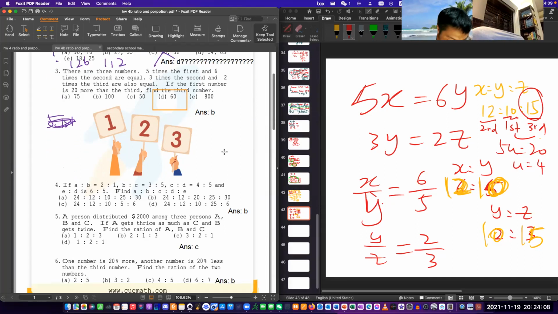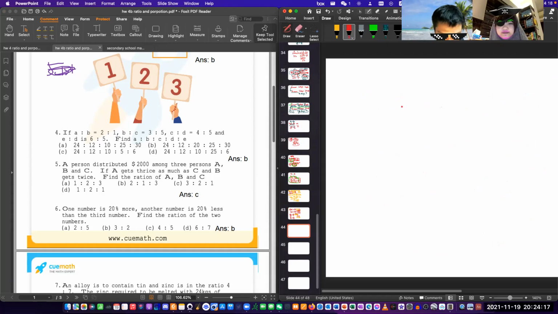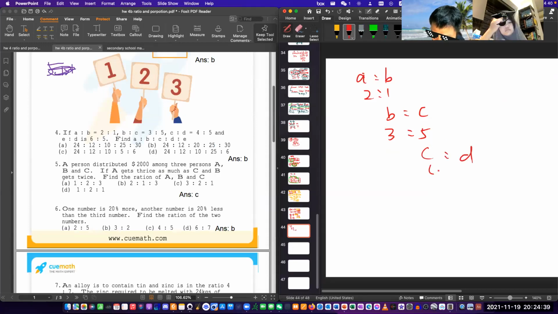Okay. Cool. Question 4 is more complicated than the one we did just now. But anyway, you just have to align them together. A to B is 2 to 1. And then B to C is 3 to 5. And then C to D is 4 to 5.